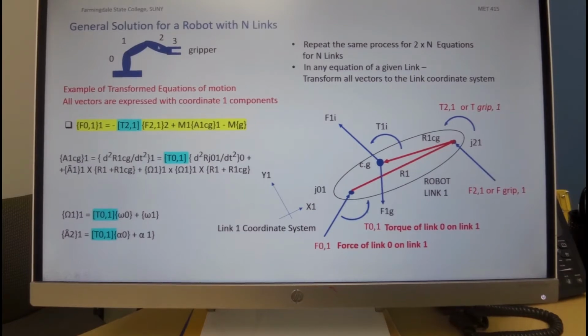But when we do the solution for a link, we have to keep in mind that all the vectors which are engaged in that particular equation must be resolved to components in that coordinate system. You see, this link 1 has its coordinate system, and all the vectors here, no matter where they're coming from, this guy may be coming in from a different coordinate system, we have to use the transformation matrix to resolve it to these coordinates. Otherwise, we will end up with an error.